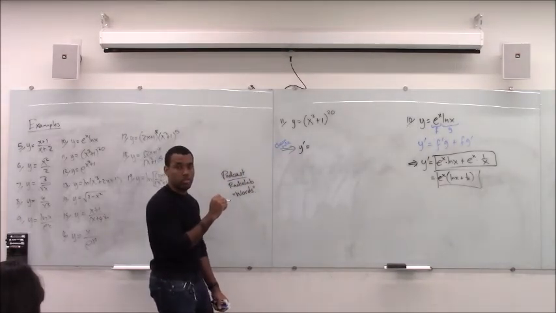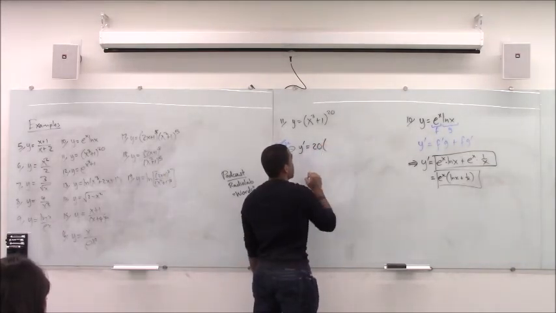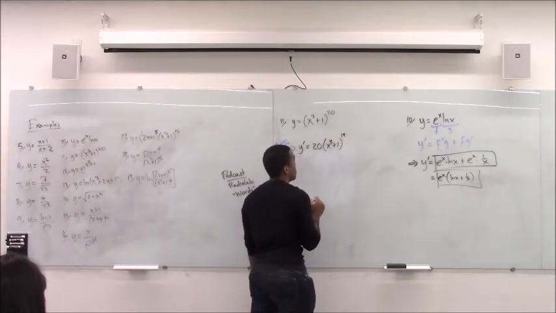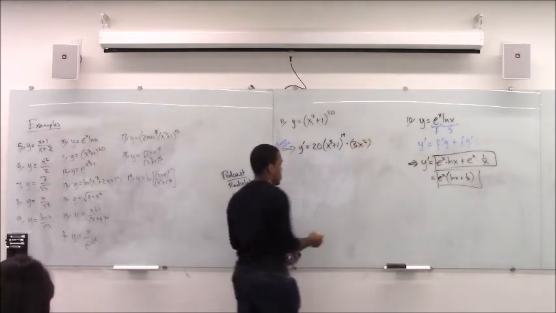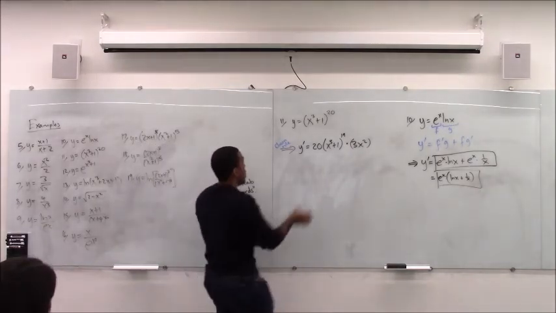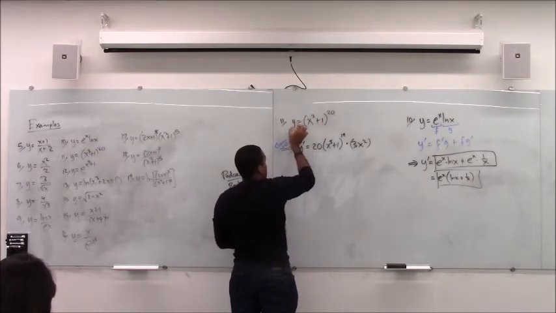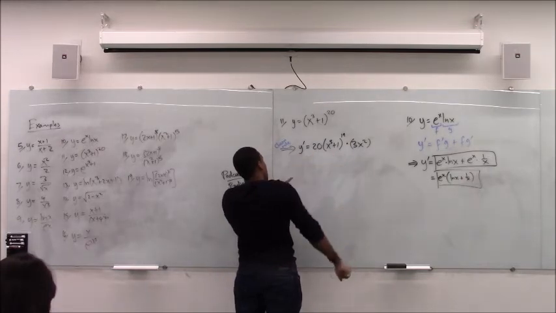What did you get? I got 20 times (x cubed plus 1) to the 19th power times 3x squared. Right. So it's the derivative of the outer function multiplied by the derivative of the inner function. The outer function is a 20th power, so we can use the power rule for that. Bring the power down, subtract 1 from the power, so you end up with this. Leave the inside alone in the first step.